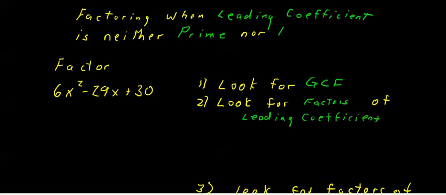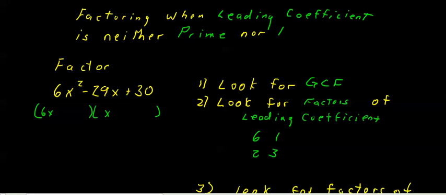So the first thing we have to do, and this is really very similar to what we did before, is look for factors of the leading coefficient. My leading coefficient is 6, so the factors are 6 and 1 or 2 and 3. That means when I factor this, I can have either 6x here and x here, or I can have 2x and 3x. I don't know which one, so I have to try more combinations.